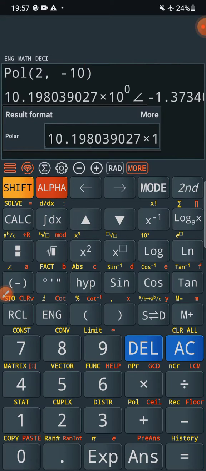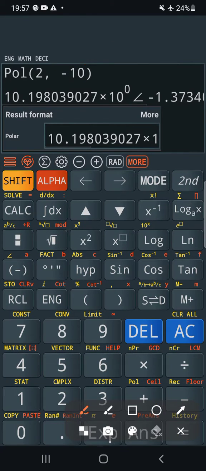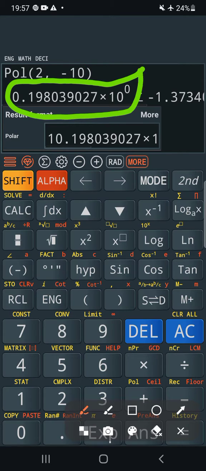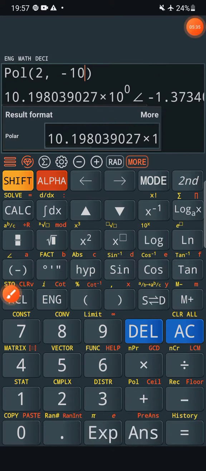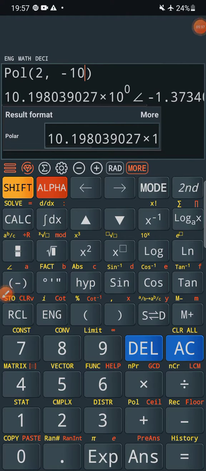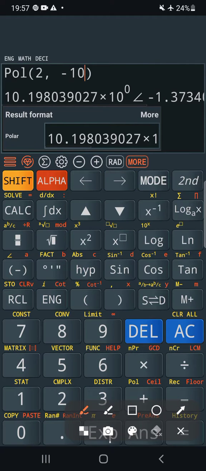you are getting the value of, just see, I'm highlighting here. You are getting this one, which is the value of magnitude, and this one is the value of angle. Just see here.